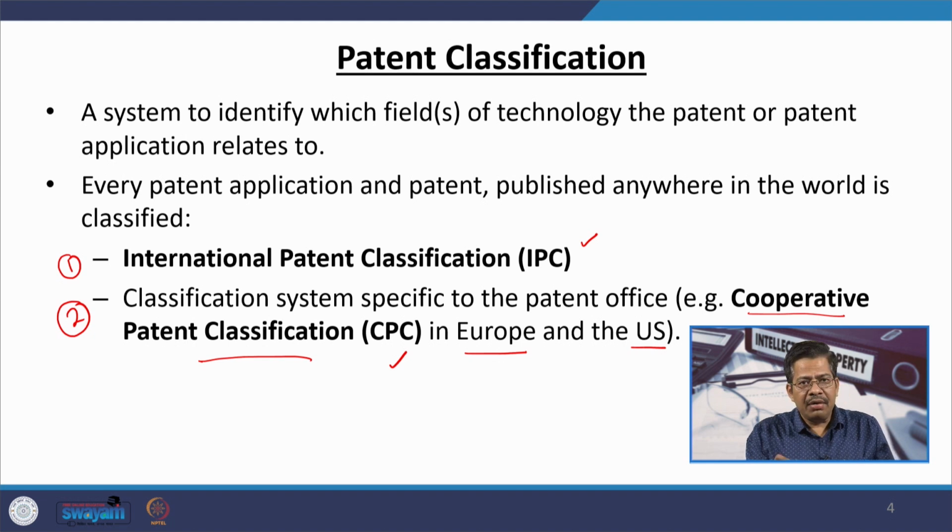And whether it is an Indian patent, an American patent, or a Chinese patent, by knowing this classification, you can see that the patent belongs to a particular category of subject, a particular category of application, and therefore, we are able to create a patent family on the basis of this classification system.